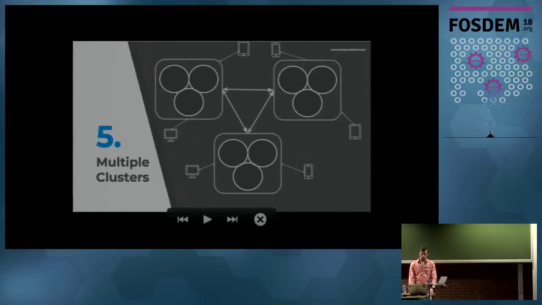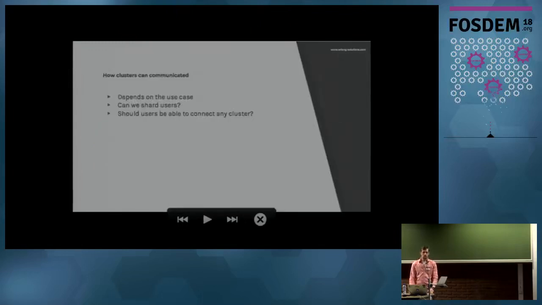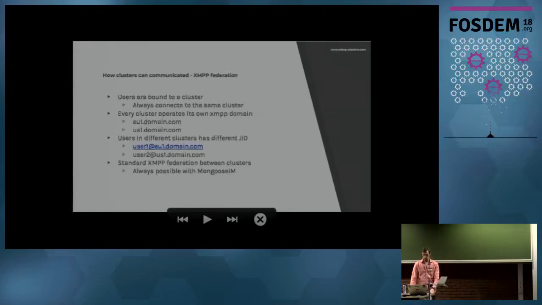But what should be used to communicate between these clusters? And as in many cases in computer science, it depends. It depends on two major things. First of all, if we can divide users between these 2 or 3 data centers, and if we need to allow users to connect to any data center, for example, to have lower latency. If we want to shard users between different data centers, we can simply use XMPP federation.